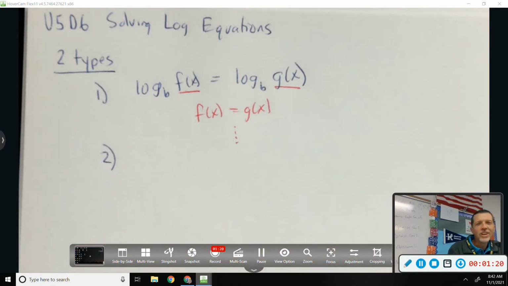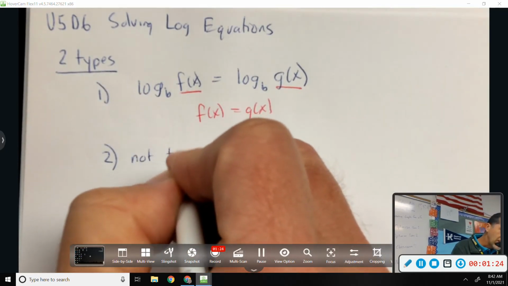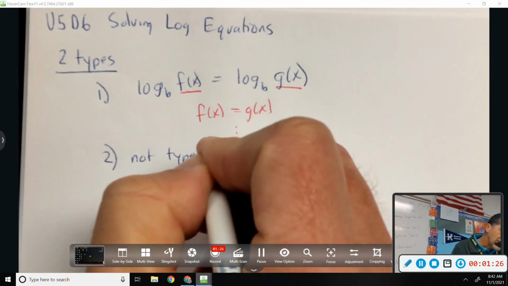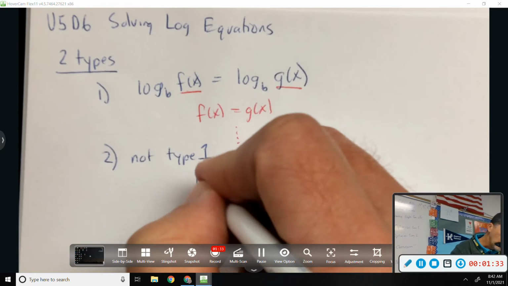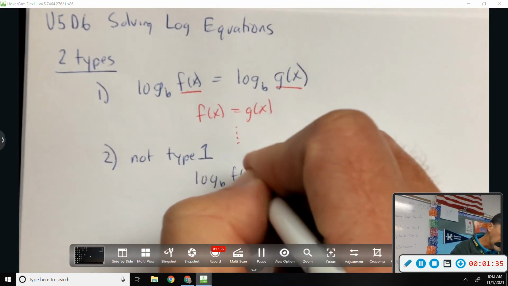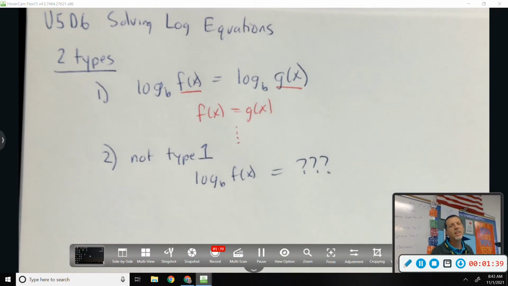Type 2 is, I don't know how to say this other than not type 1. So you don't have log equals log. You would have log equals something else. Could be any number of things, but log equals log, simple, easy, we like that. If it's not that, then we got to do some work.